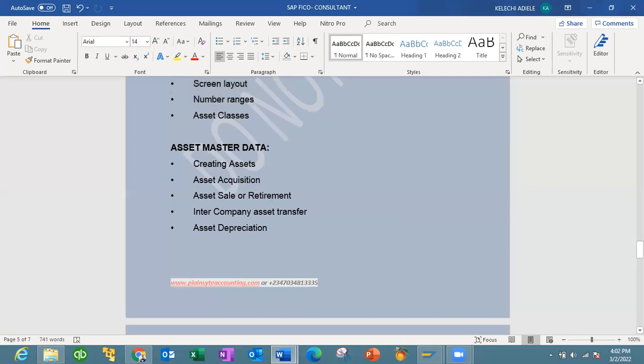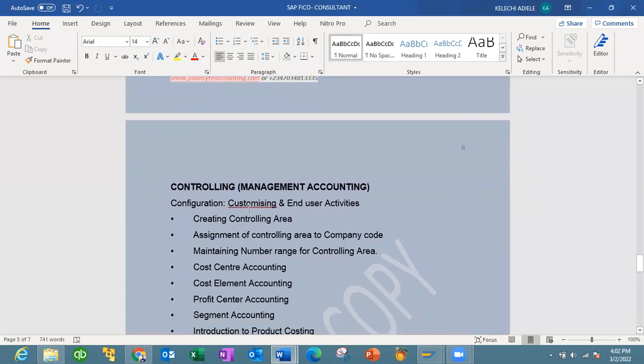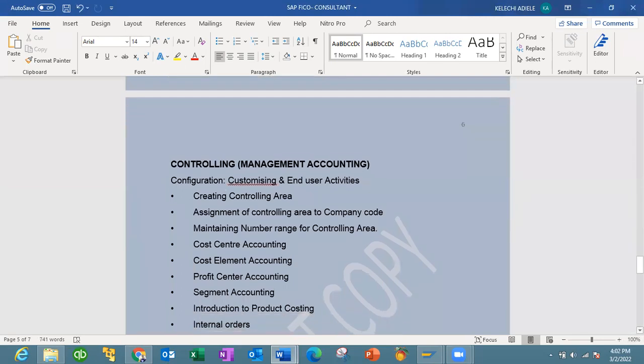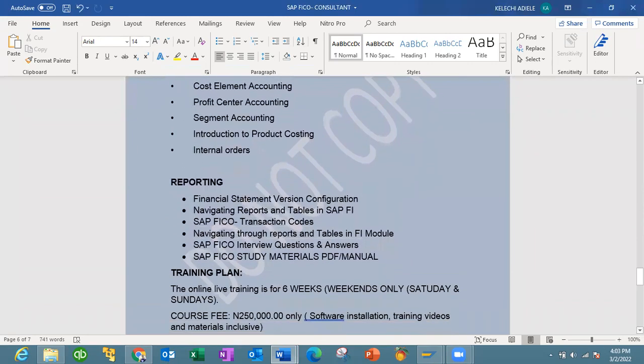Okay, so the next is controlling, right? Controlling is the management accounting side, which is a little bit more, of course, anytime you see management accounting, it's always not as straight as finance. So we're going to look at how CO and FI relate, how they speak to each other, the elements in controlling, things like product costing, internal orders. We'll look at these concepts.